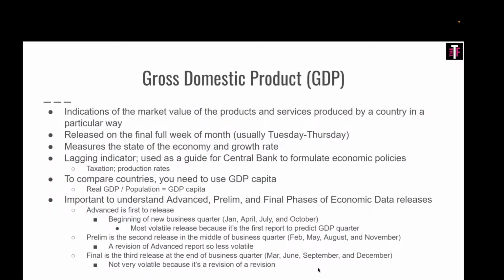And then following that is the prelim, which is the second release in the middle of the business quarter. So the first release is in January, so the second one would be in February, then in May, August, and November. And this is basically a revision of the advanced report, so it's less volatile. It's kind of like the University of Michigan Consumer Sentiment, where you have a first release that's very volatile, and the second release is a revision of that first release, so it's not as volatile.